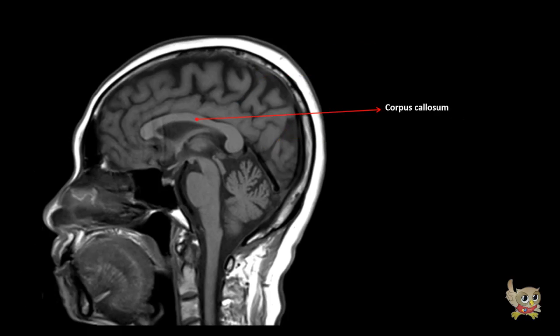Below the corpus callosum is the fornix. Fornix is a part of the limbic system. It is the major output tract of the hippocampus. Inferior to that is the thalamus, which relays motor and sensory signals to the cerebral cortex. Inferior to the thalamus is the brainstem composed of midbrain, pons, and medulla. Posterior to the brainstem is the cerebellum.